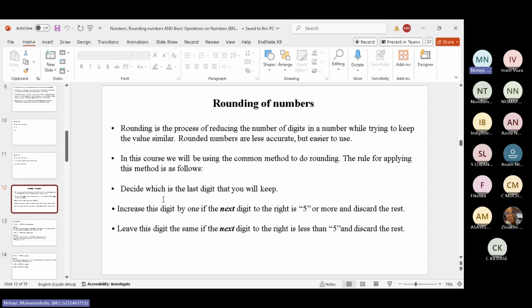So you have your number that needs to be rounded. The first thing you decide is which is the last digit that you will keep. This will probably be given in the question, maybe round to this many decimals. So you decide which is the last digit that you will keep. The second thing is to increase this digit by 1 if the next digit to the right is 5 or more. If the next digit to the right is 5 or more, you increase this digit, the one that you've decided you're going to keep, and then you discard the rest.